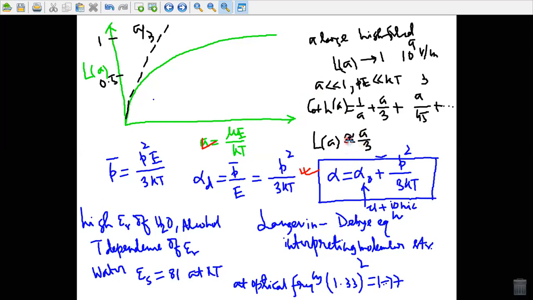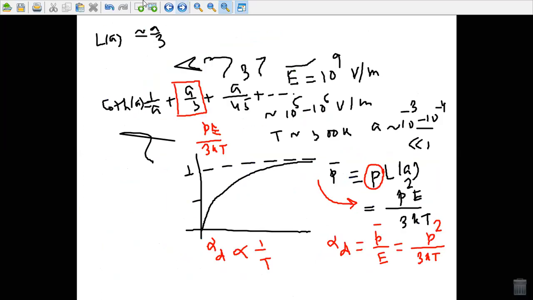So for a moderate field such as 10 to the power 5 to 10 to the power 6 volt per meter, and a moderate temperature of 300 K, the value of a is on the order of only 10 to the power minus 3 to 10 to the power minus 4, which is much less than unity, and hence the above equation could be used safely without losing much of the accuracy.